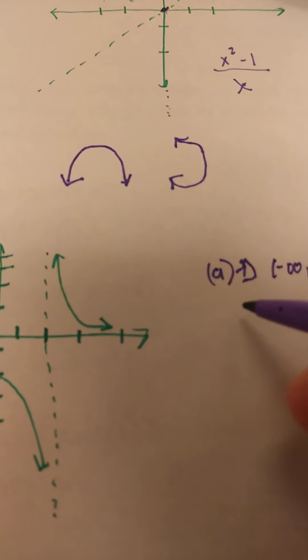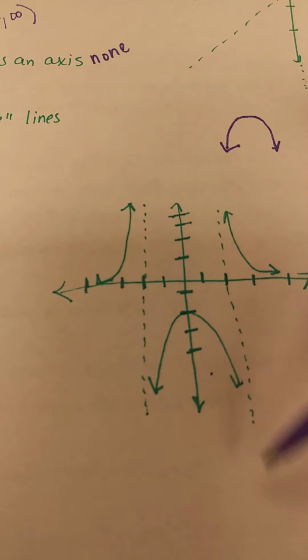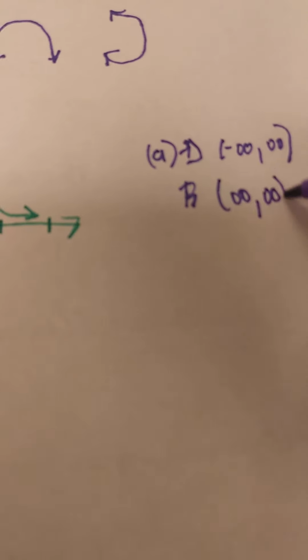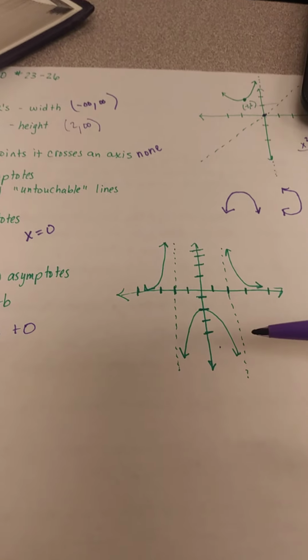All right, its range is how tall it is, because it points down forever, because it can go up forever. That's also negative infinity to positive infinity. If you ever have to guess, a good guess is negative infinity to positive infinity, all the numbers, because that's what usually happens.